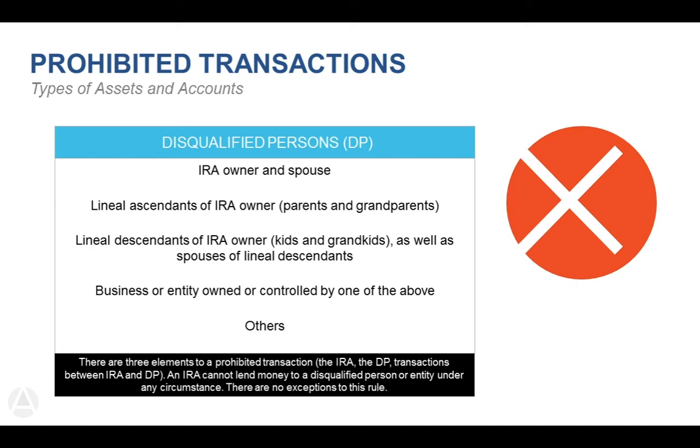So it's not necessarily just the transacting. It's also the direct benefit or utilization of that asset by an IRA disqualified person that can also get you in trouble as well.